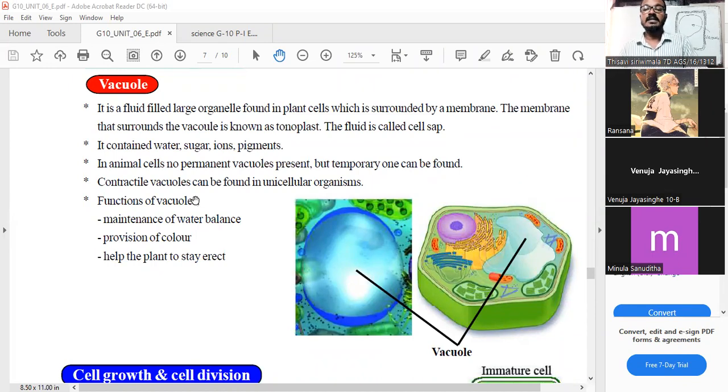In animal cell, no permanent vacuoles are present, but temporary vacuoles can be found. Contractile vacuoles can be found in unicellular organisms. Functions of vacuole: maintenance of water balance, provision of color, help the plant to stay erect.